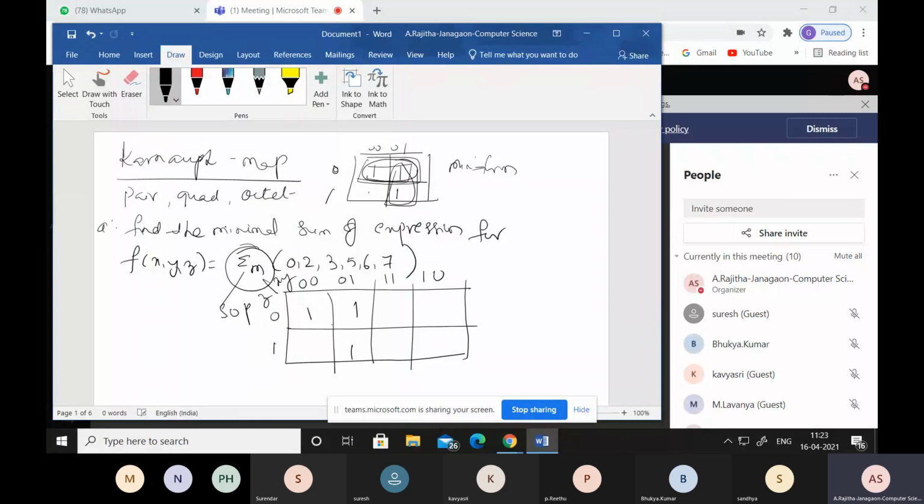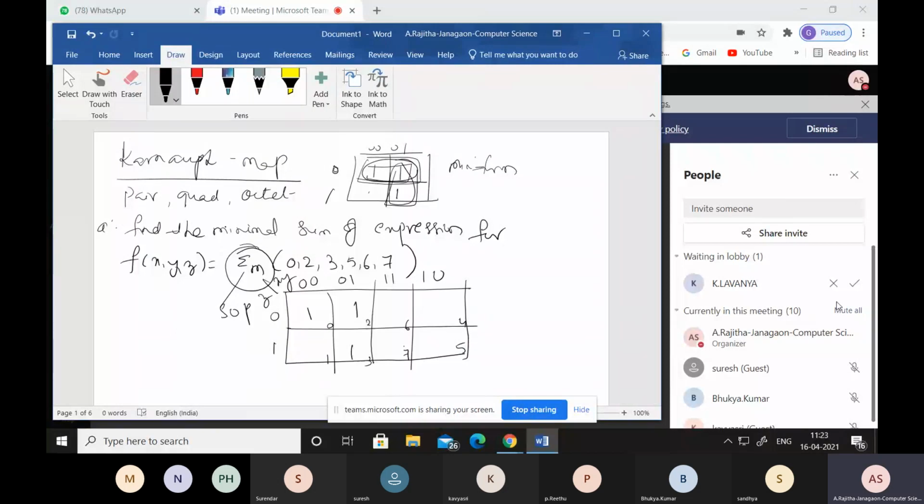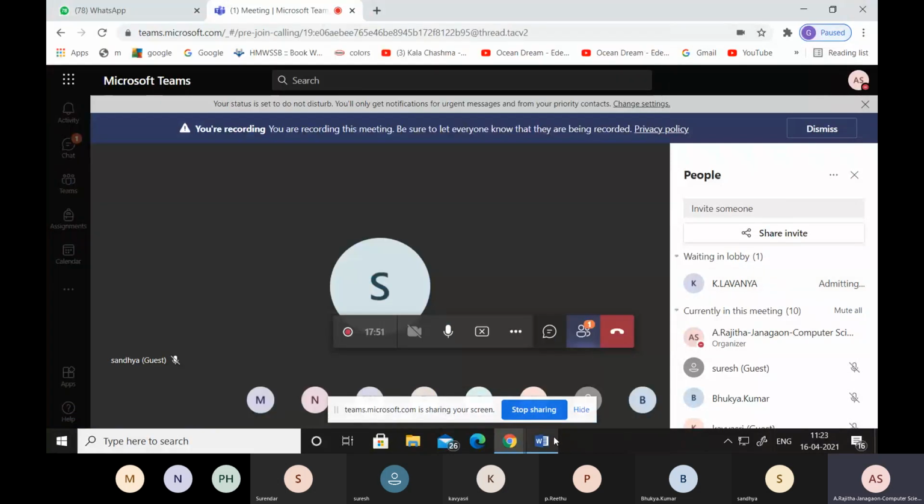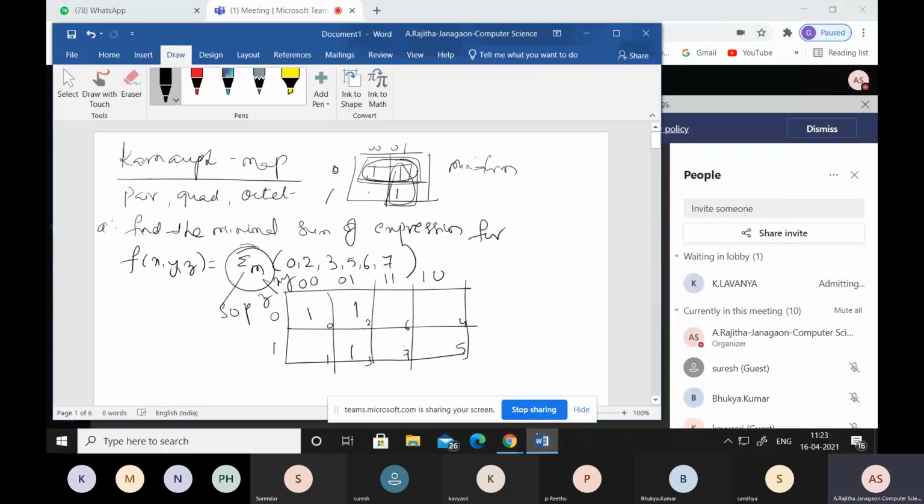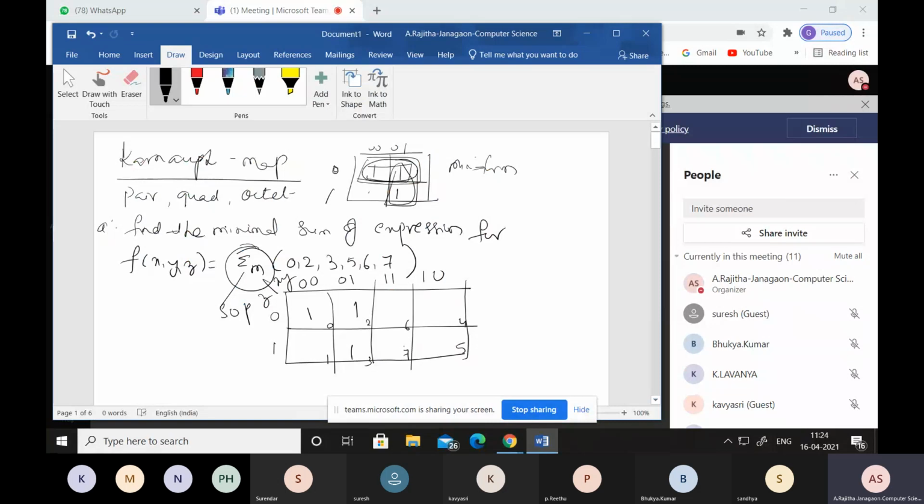If you have confusion, you have to write like this: 0, 1, 2, 3, 4, 5, 6, 7. So this is how it is possible. We already discussed this earlier. This is for representation of the Karnaugh map for two variables and three variables like that.